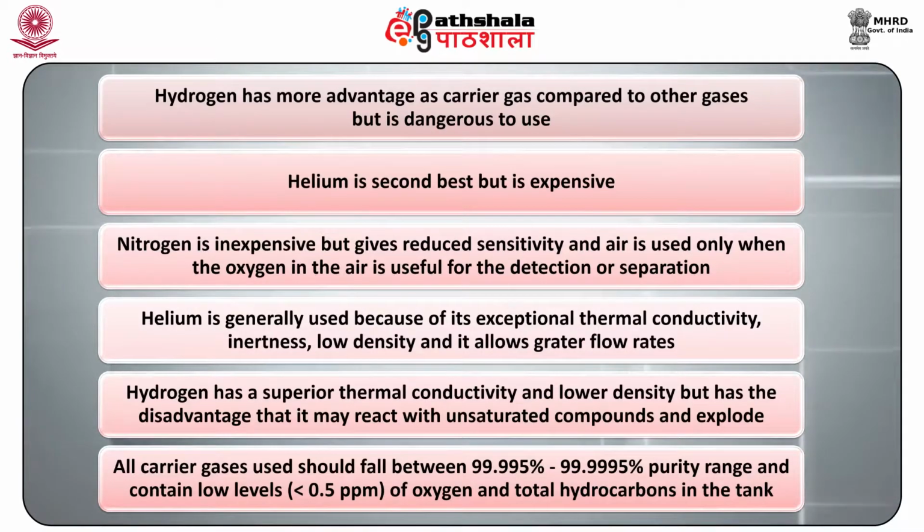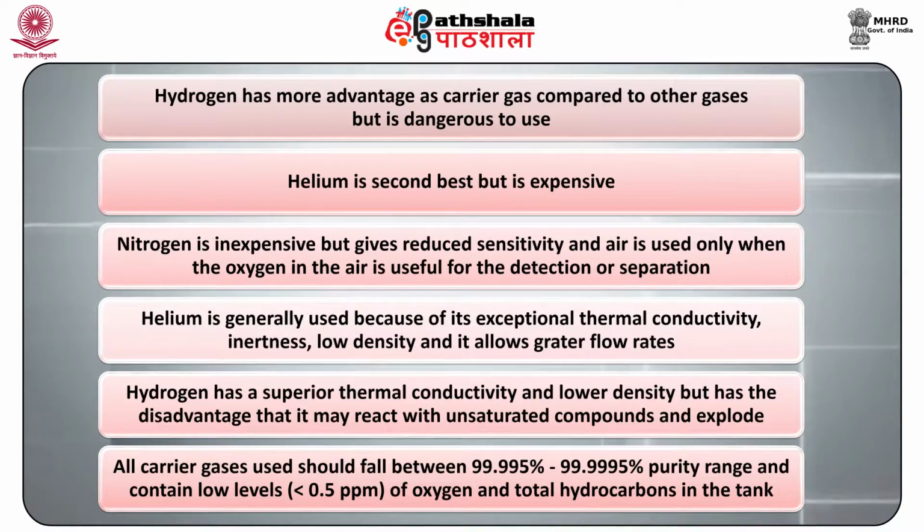Hydrogen has more advantages as a carrier gas compared to the other gases, but is dangerous to use. Helium is second best but is expensive. Nitrogen is inexpensive but gives reduced sensitivity, and air is used only when the oxygen in the air is useful for the detection or separation. Helium is generally used because of its exceptional thermal conductivity, inertness, low density, and it allows greater flow rates.